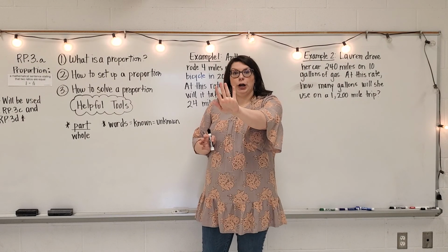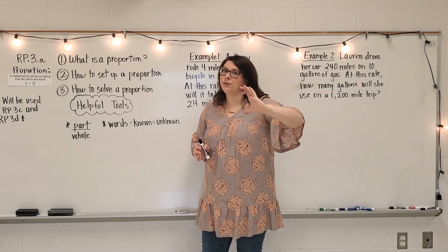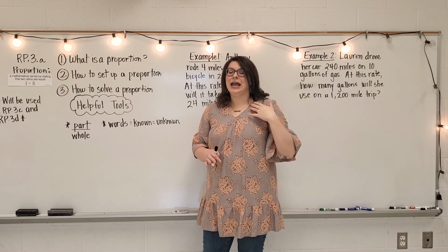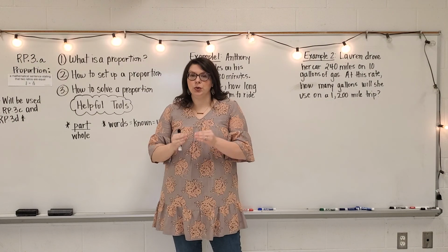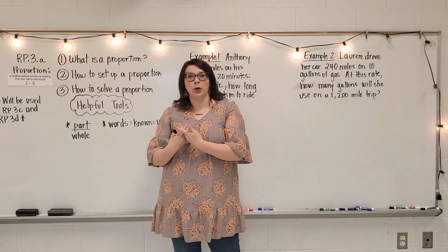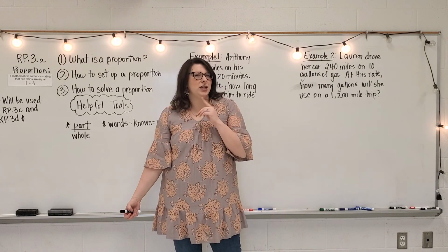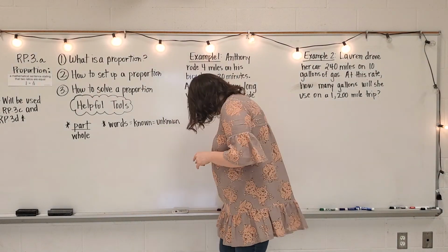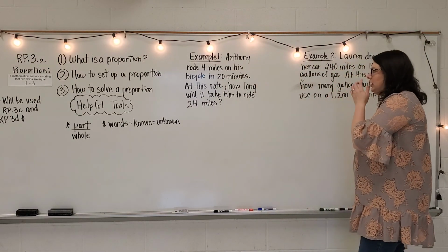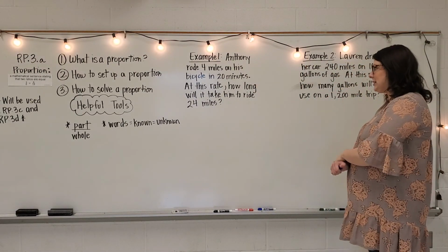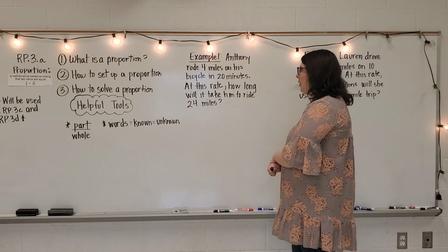Once we write down our words, we're going to replace those words with, okay, what do we know for sure? And then what's the unknown? And then we're going to get into how to solve the proportion. If you do not set up the proportion correctly, you cannot solve the proportion correctly. So that setup is really important. All right, so let's look at our first example. Anthony rode 4 miles on his bicycle in 20 minutes. At this rate, how long will it take him to ride 24 miles?